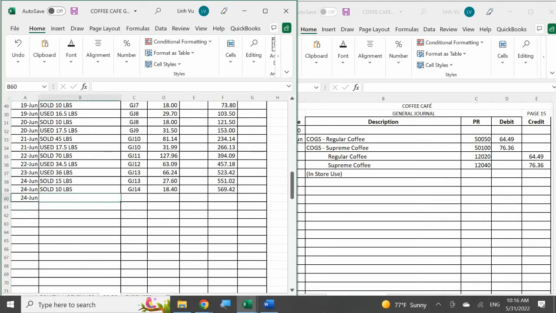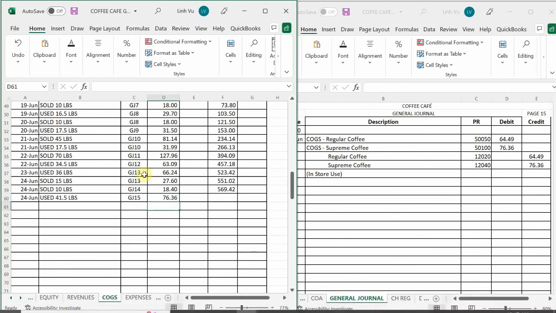We also end up using 41.5 pounds for a total of $76.36, which gave us a grand total ending balance of $645.78.